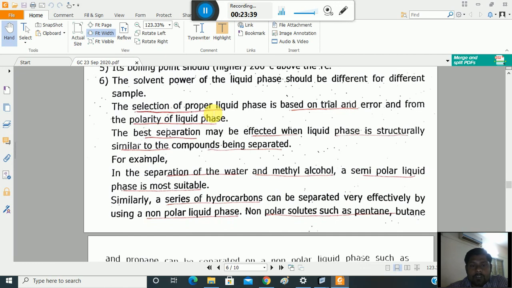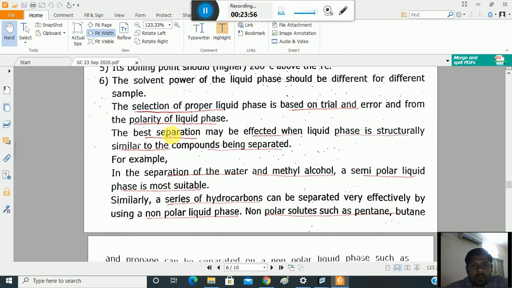Now, selection of the proper liquid phase is based on trial and error methods and also on the polarity of the liquid phase. You know, polar sample, polar liquid phase; non-polar sample, non-polar liquid phase.